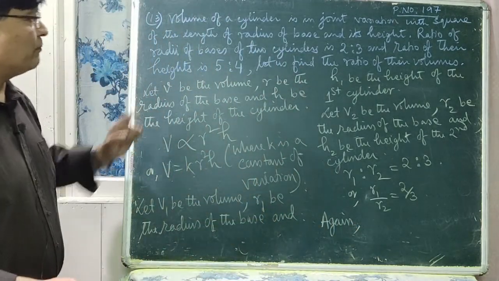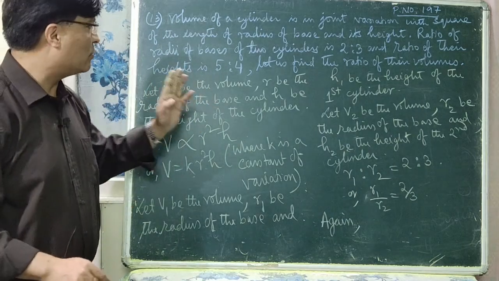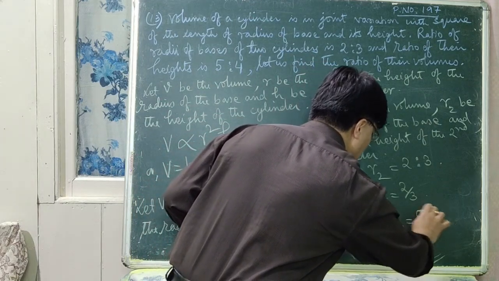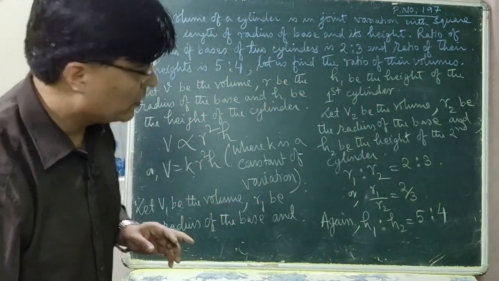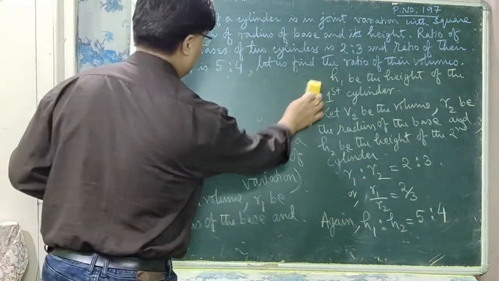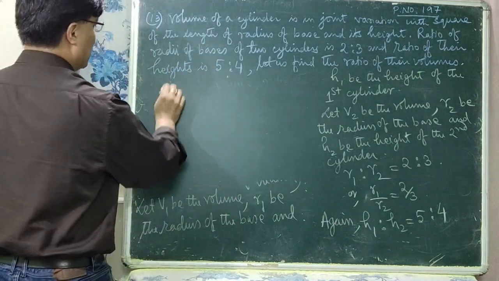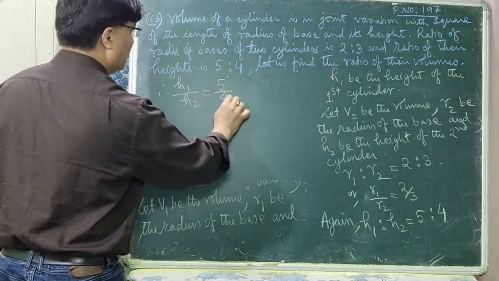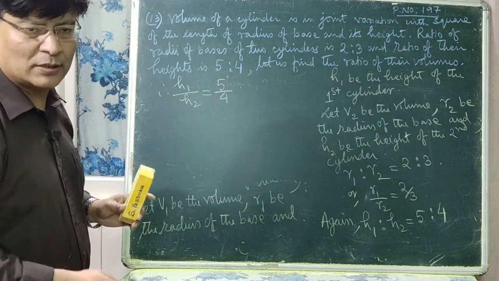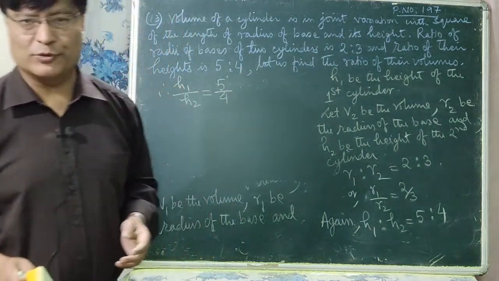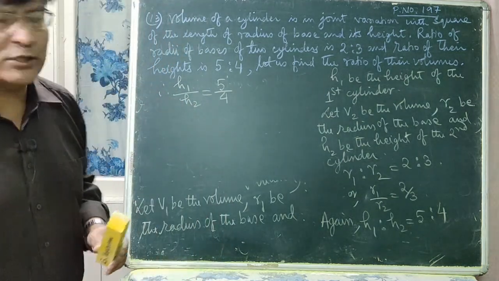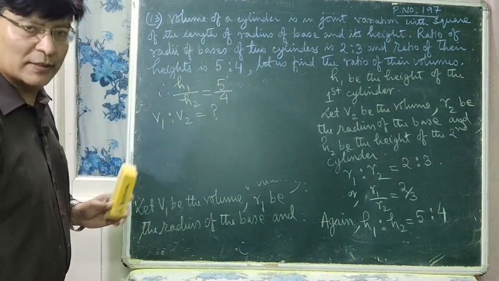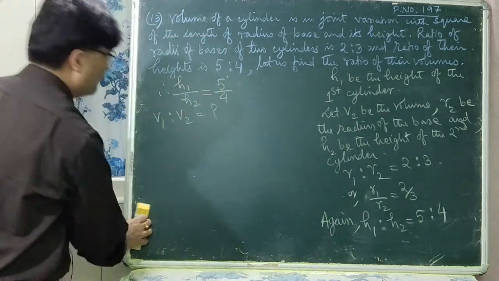Again, what is given in the question? Ratio of the heights is 5:4. That means H1 is to H2 is 5:4. Is that clear? So now we can write it in terms of fraction. That is H1/H2 is equal to 5/4. So what is to be found out? You have to find the ratio of the volumes. Ratio of the volumes means you have to find out V1:V2. Is that clear to all of you? So we have to find out V1:V2.